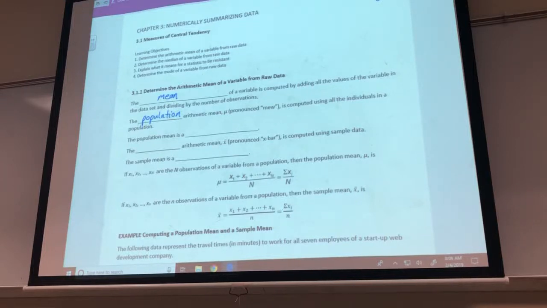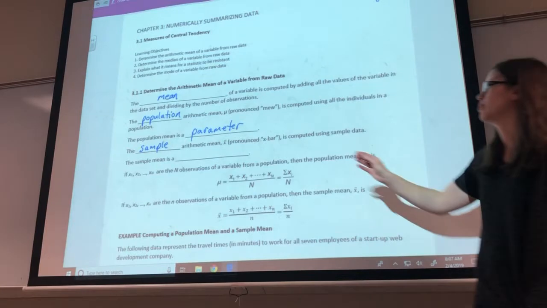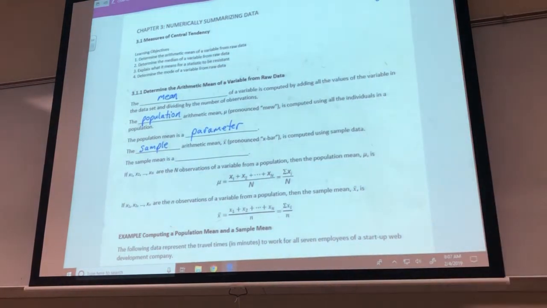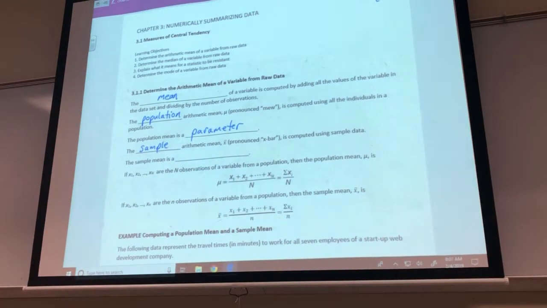So then the population mean is a parameter, because it describes the population. The other option we have is if we have a sample. The sample mean is going to be an X with a bar over the top of it. We call that X bar. That's if we just have our sample and we're trying to find the average of our sample, and that's going to be a statistic.